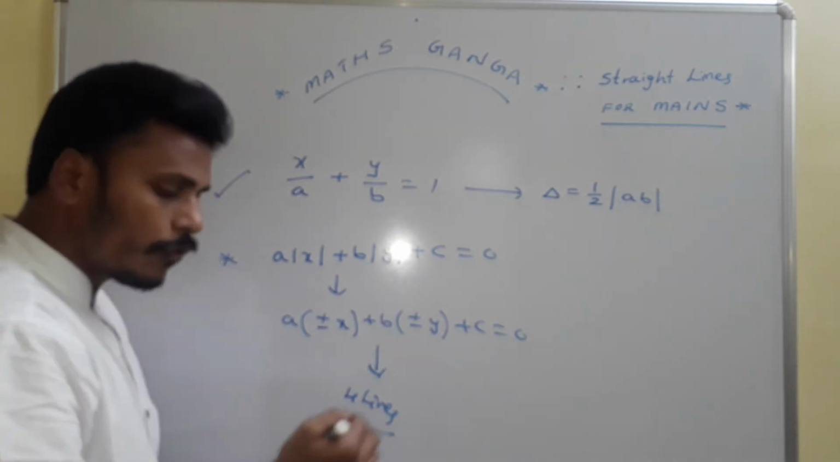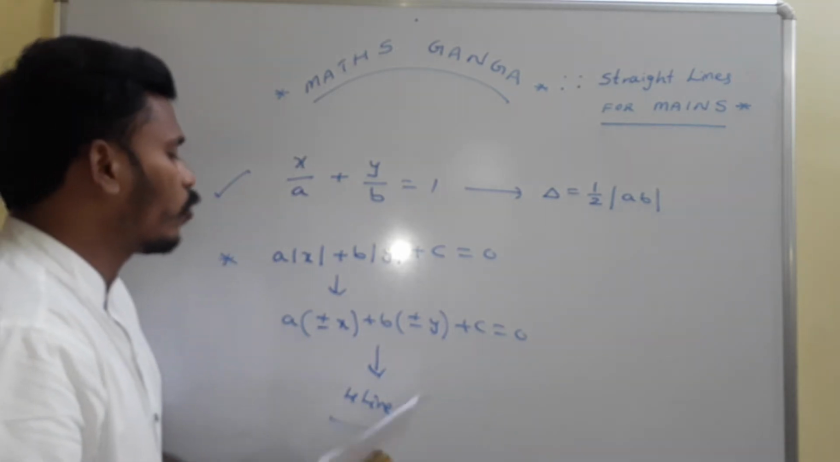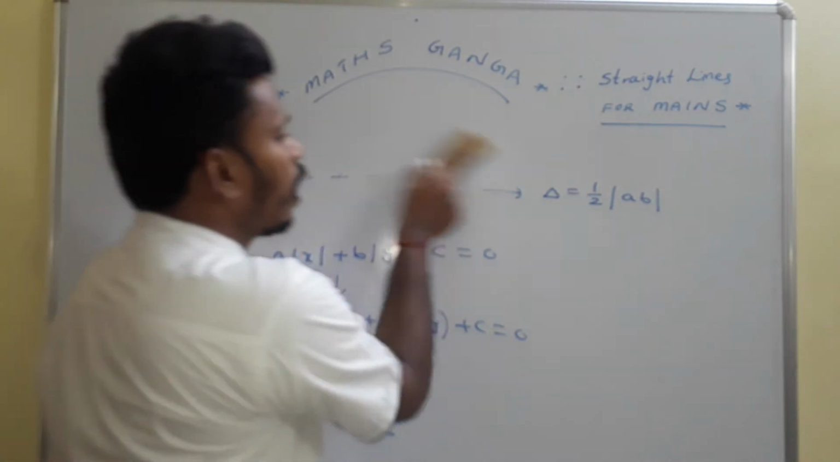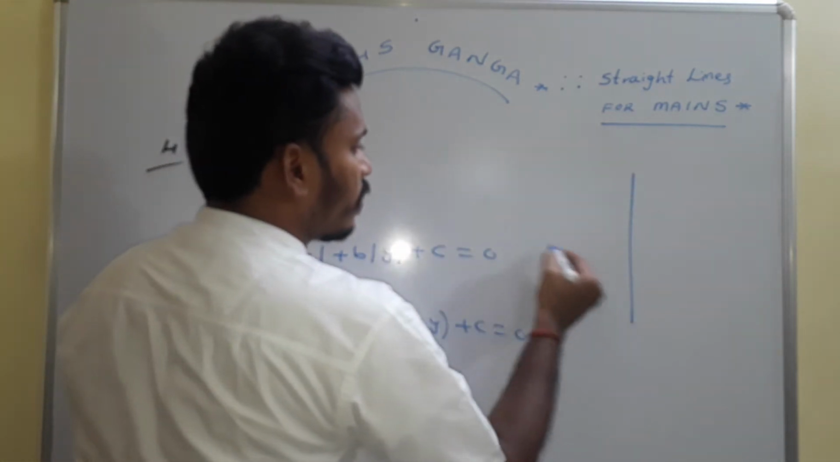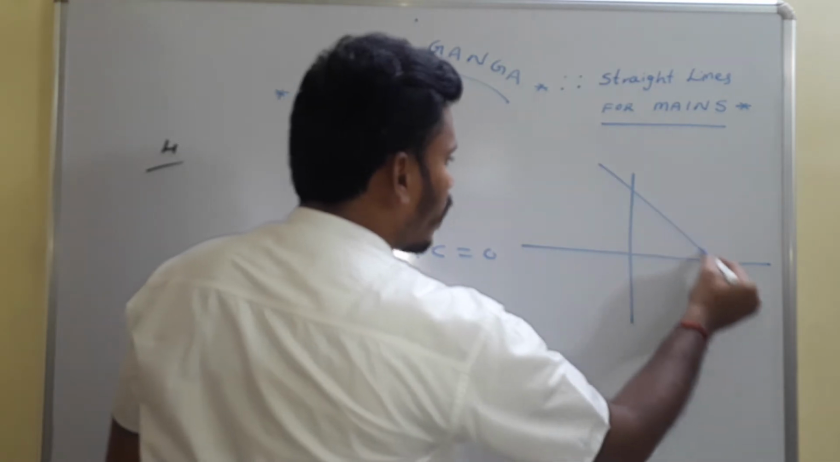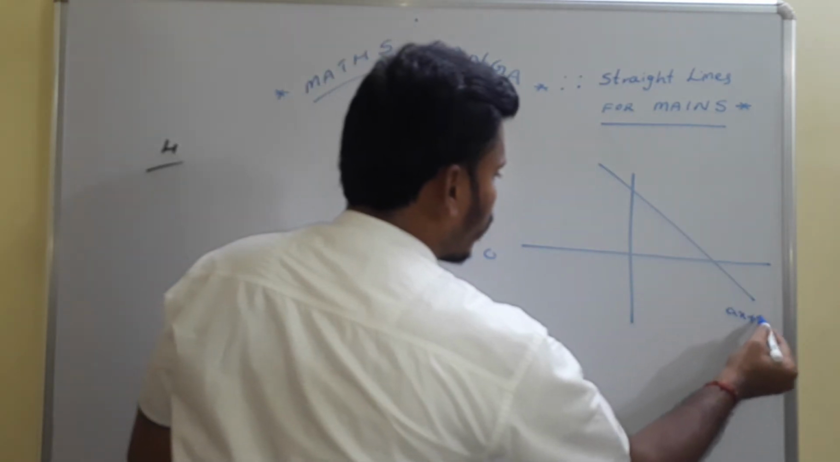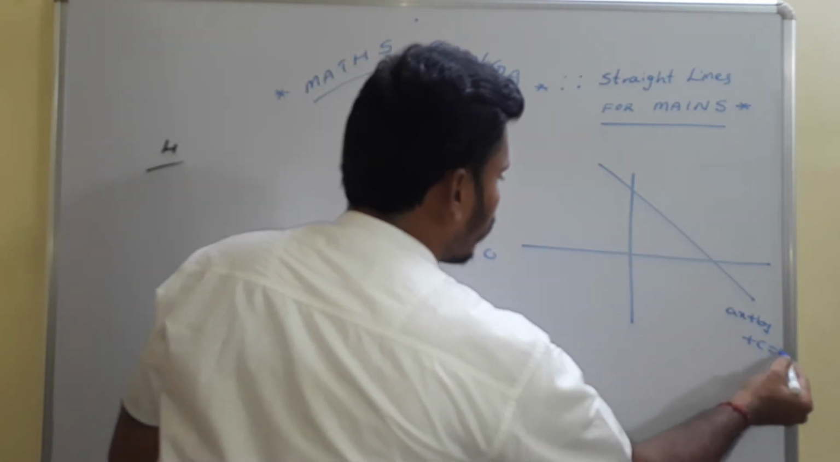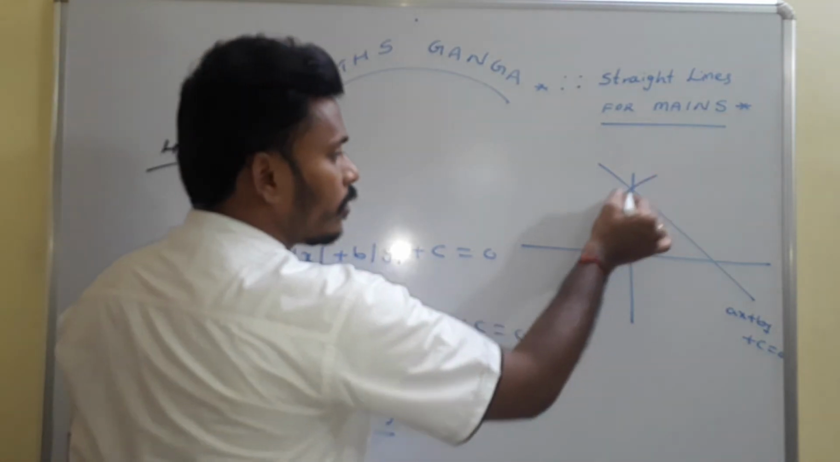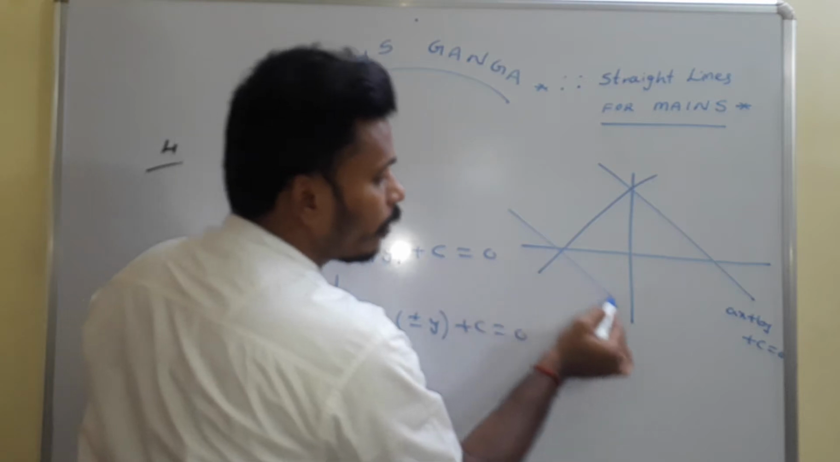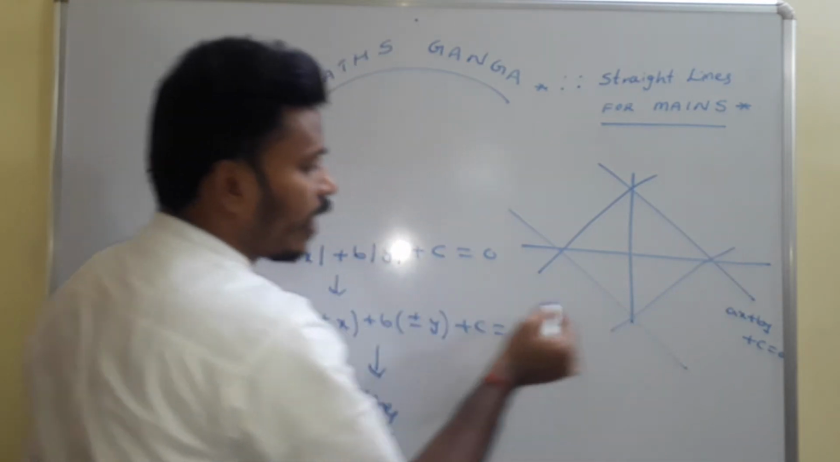So if you try to draw a figure related to all these four lines in the coordinate plane, it looks like this. If this is the coordinate system, and one of the lines is ax plus by plus c equals to 0, both plus signs, then another line will be in this format and one more line will be like this and another line is like this.